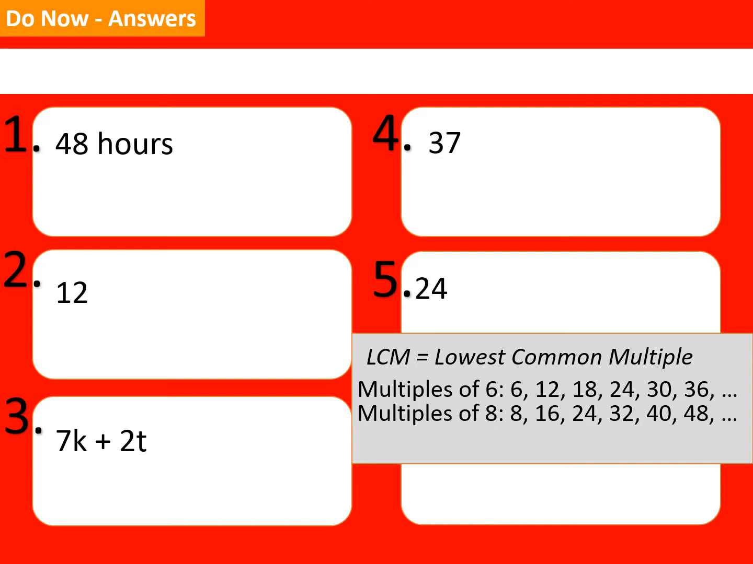Now that we have both of these lists, we can see what is the lowest common multiple by identifying the smallest multiple, i.e. the smallest number that appears in both lists. We should be able to see that this is 24, so the lowest common multiple of 6 and 8 is 24.